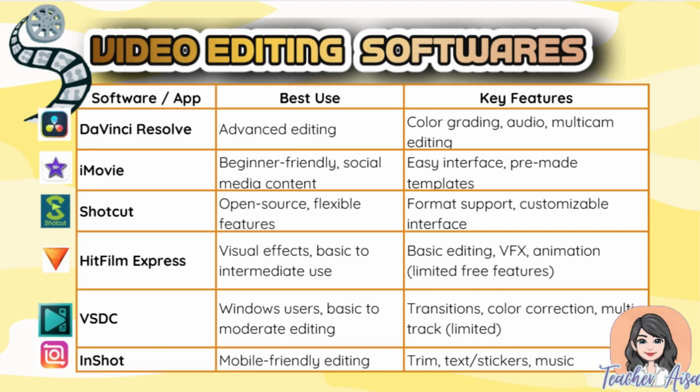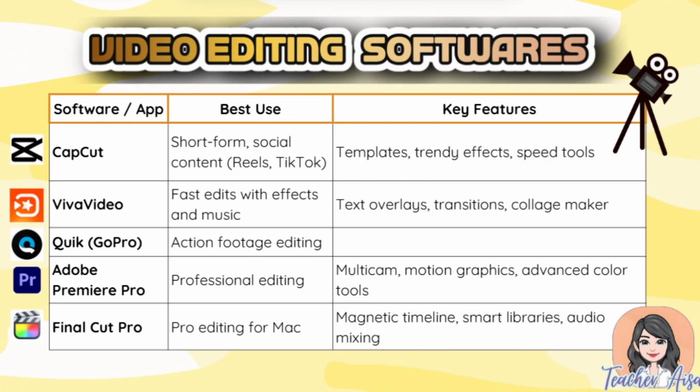HitFilm Express is good for basic to intermediate users who want to add visual effects and animations, though some features are paid. VSC is best for Windows users doing basic to moderate editing, with tools like transitions and color correction. For mobile editing, InShot is a handy app that allows trimming, adding text or stickers, and music all from a smartphone. CapCut stands out with its trendy effects, speed controls, and easy-to-use templates. It's free and available on both iOS and Android, making it a top choice for social media content creators.